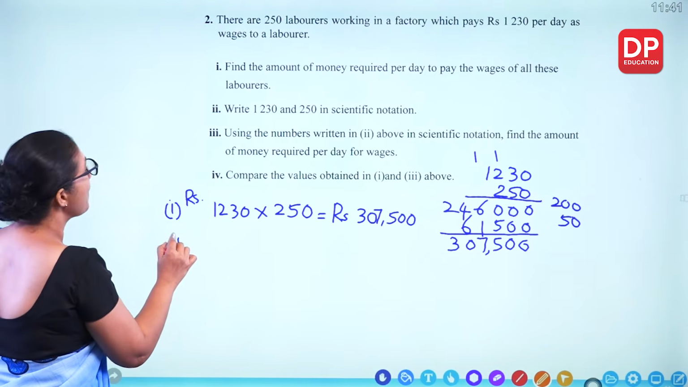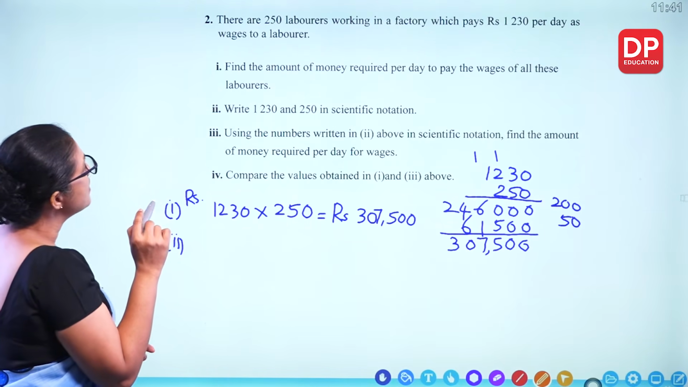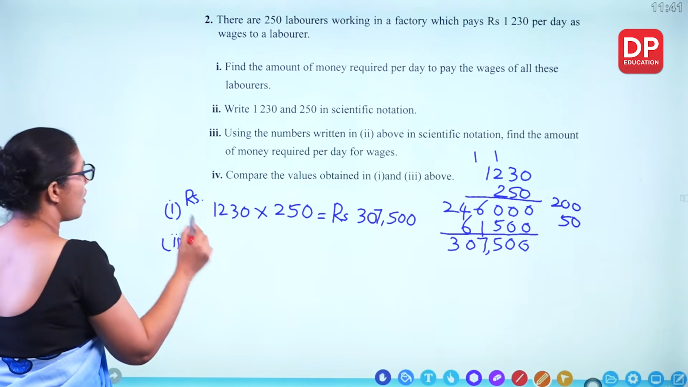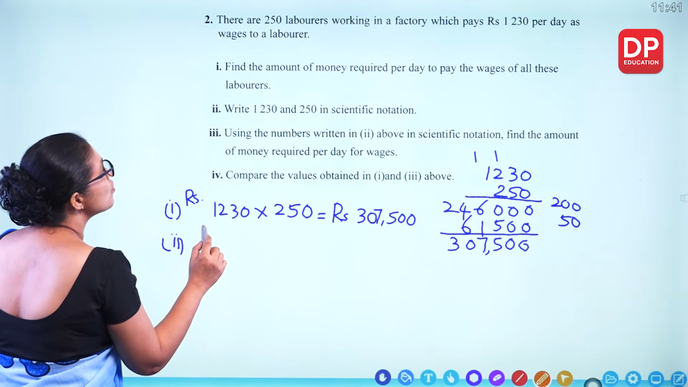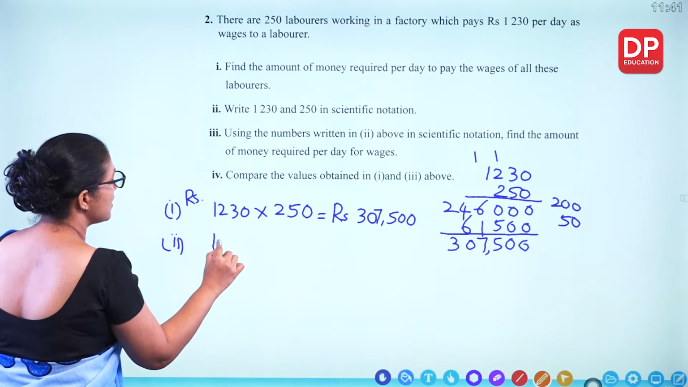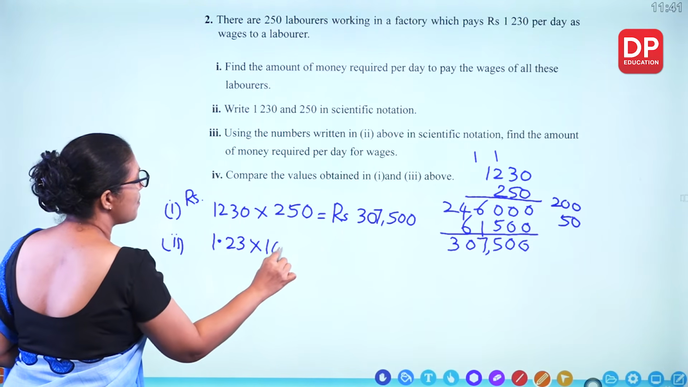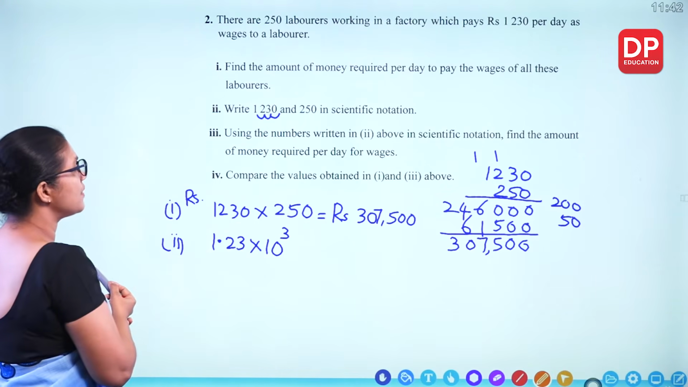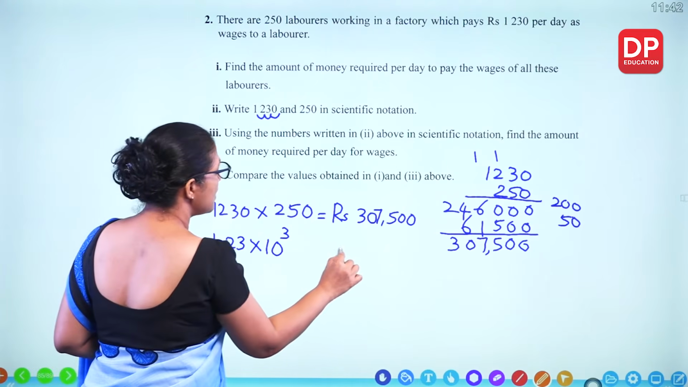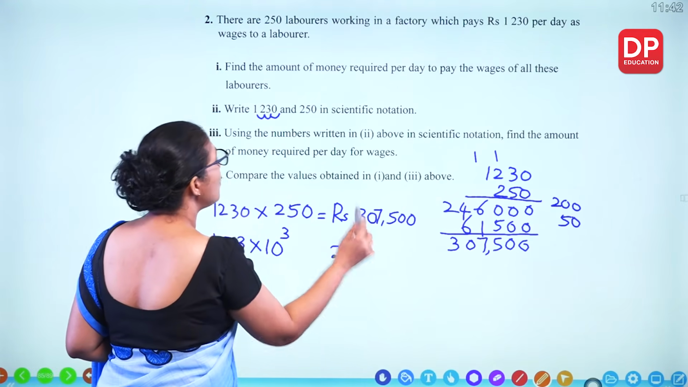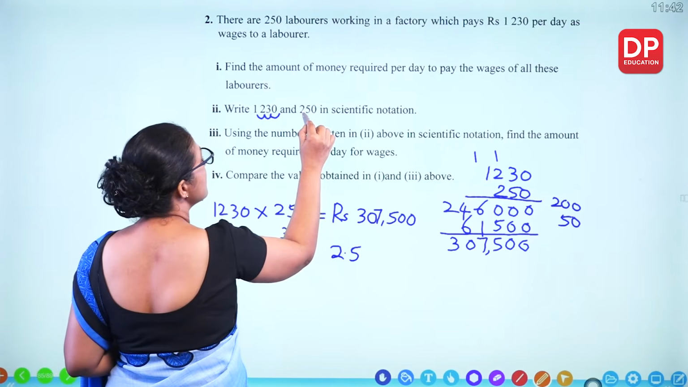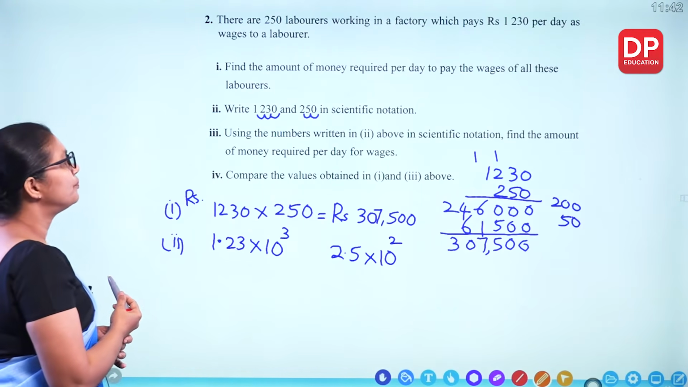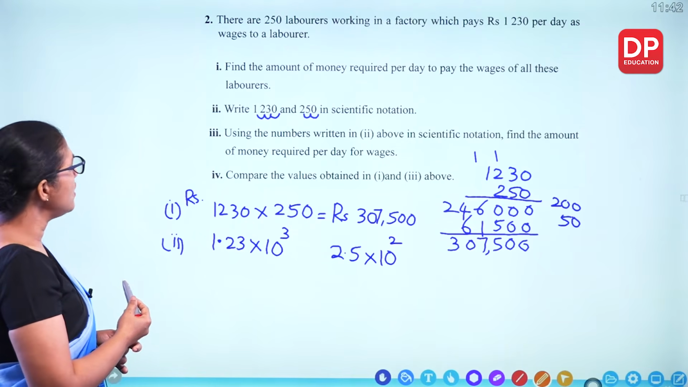Then part 2, write 1,230 and 250 in scientific notation. So separately you are asked to find the answer. 1,230. So 1.23 10 to the power 1, 2, 3. Power 3. 250. 2.5, 0, you don't need to put, but when you take the places, that's positive 2. Those are the two numbers in scientific notation.